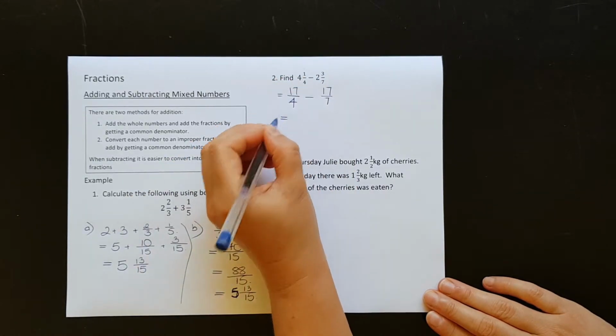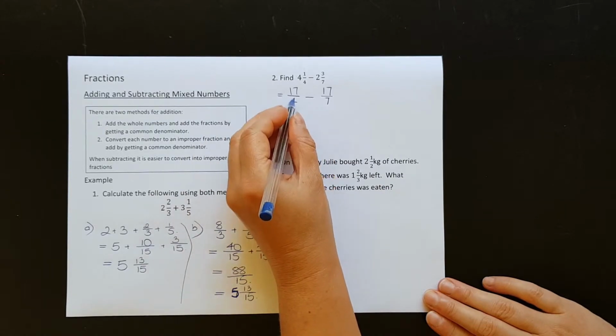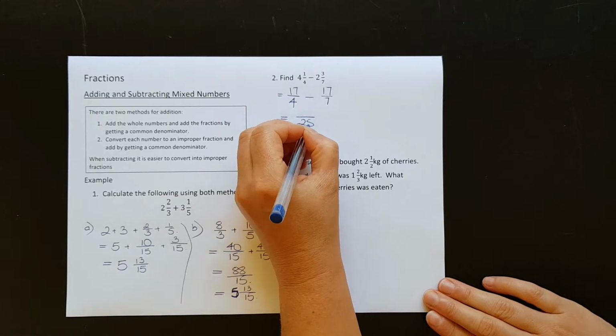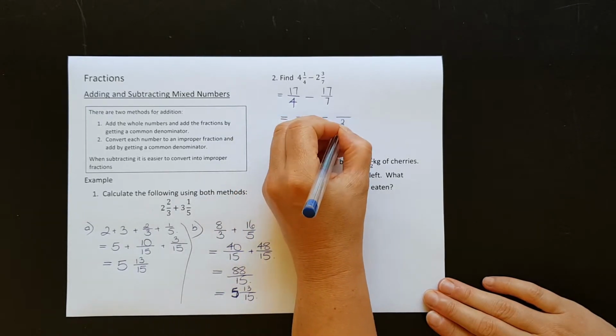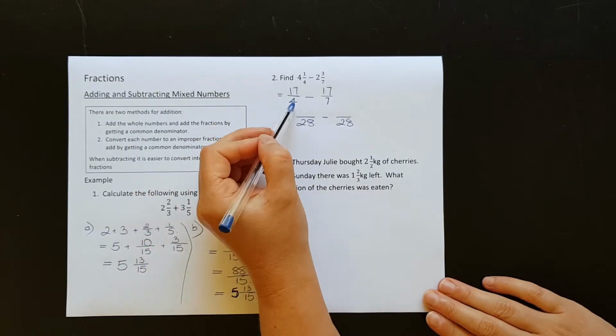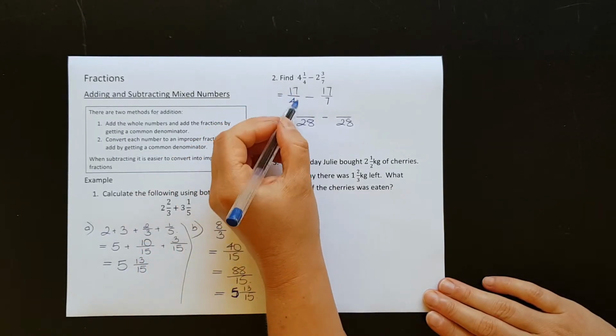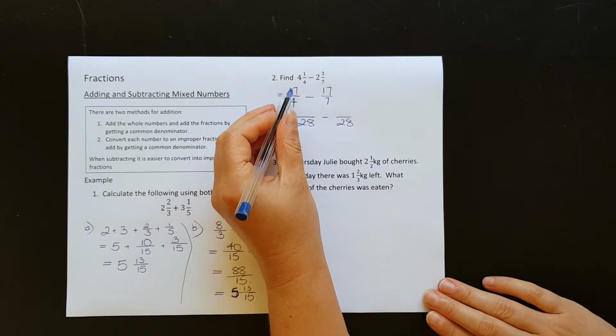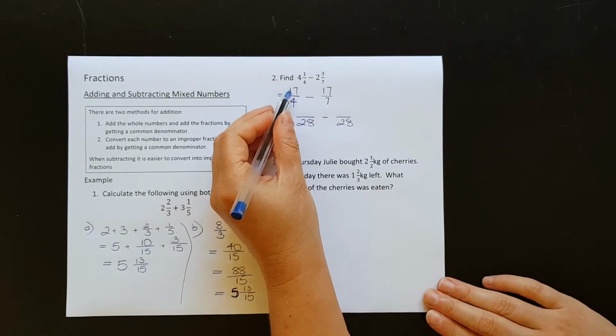Okay, now we need a common denominator. So 4 and 7, my common denominator will be 28. That's just multiplying 4 times 7 together for this question. Then to work out the numerators, 4 has to be multiplied by 7, so I have to multiply 17 by 7.